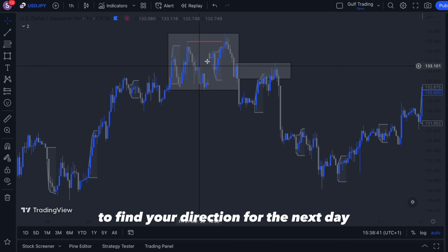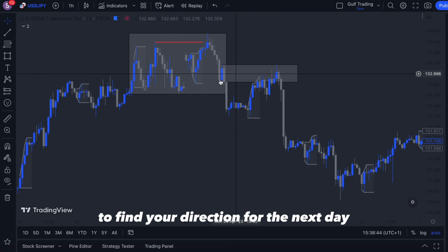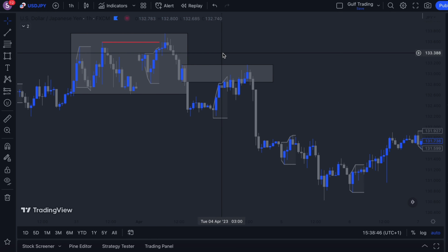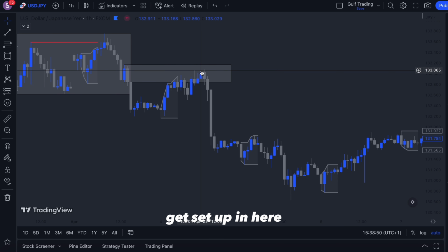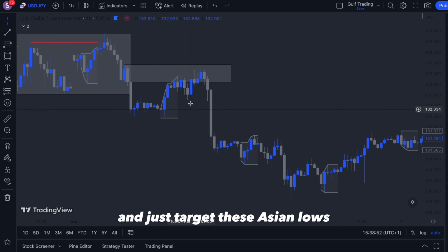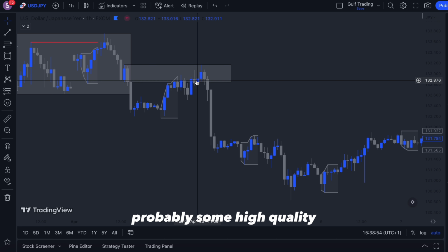And you can even just get this to find your direction for the next day. Once you see that this setup has occurred, in the next day you can go to the lower time frames and get a setup in here, take the market and just target these Asian lows, and you'd be able to find probably some high quality, high risk reward setups in here, but whatever suits you.